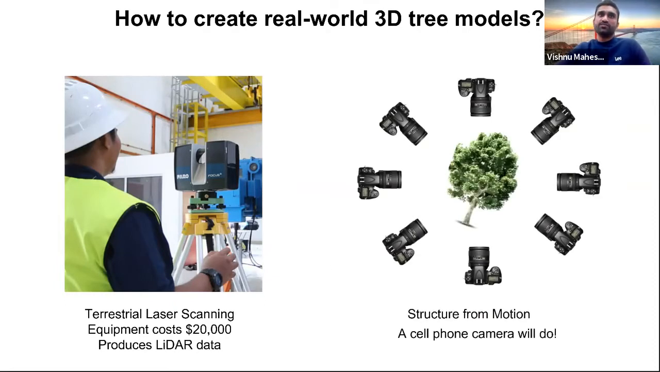Another cheap alternative is to use circumnavigational images of trees. There are a few photogrammetry software packages out there which can take in circumnavigational images of trees and create 3D models from them. And we don't even need any high resolution camera to do this job. Even a cell phone camera will do.